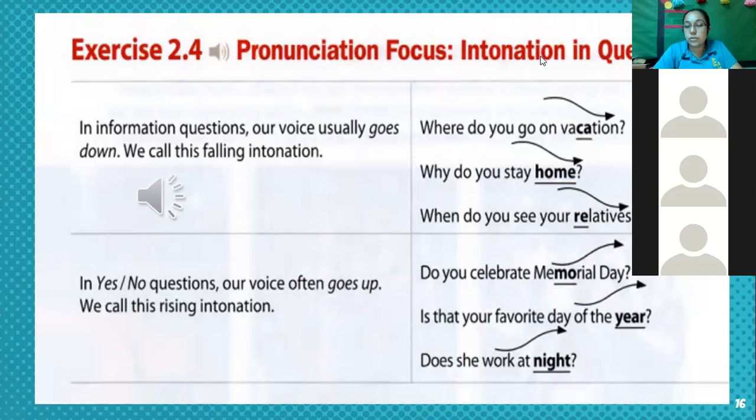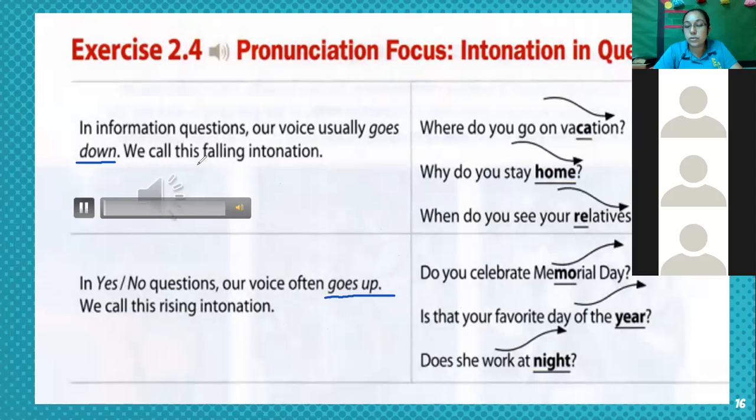So if you see, it's different, yeah? Okay, good morning, Michel Franco. So let's see. In informative questions and in yes-no questions, the intonation is different. For example, in an informative question, what is important here? The intonation is down in that case. And in a yes-no question, the intonation goes up. This is the difference. That means rising intonation. And in informative questions, we call this falling intonation.